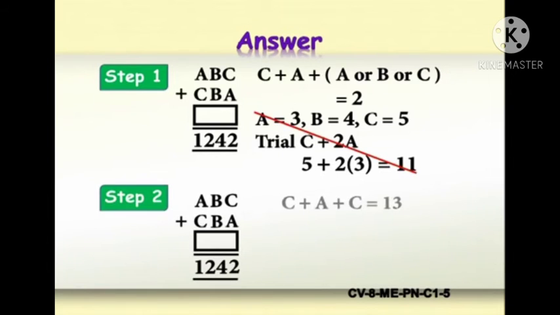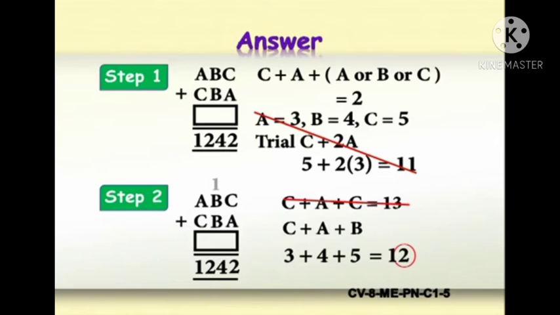Step 2. Only C plus A plus B is possible in units place. Here C plus A plus B is equal to 3 plus 4 plus 5, which is equal to 12, and we get 2 in units place. Step 3. Now replace A, B, C by 3, 4, 5. In the two rows ABC plus CBA, we get 345 plus 543.